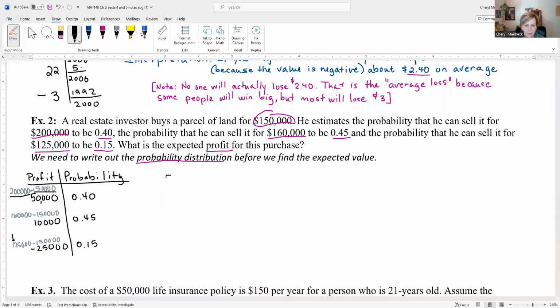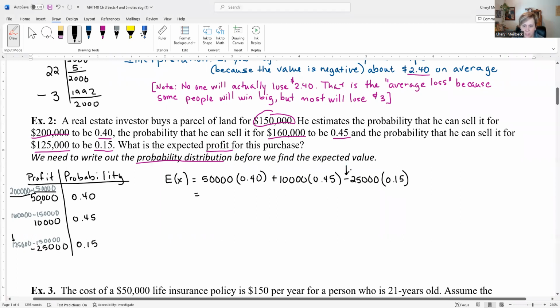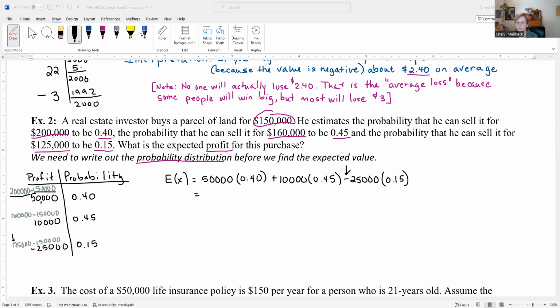So let's go ahead and have you guys write out what the expected value would look like if you were multiplying those together and adding. Pause the video and we'll meet you on the other side. To calculate expected value, we take the profit times its probability in each case and even the loss, so we represent that with a minus. Go ahead and find out what that value is.